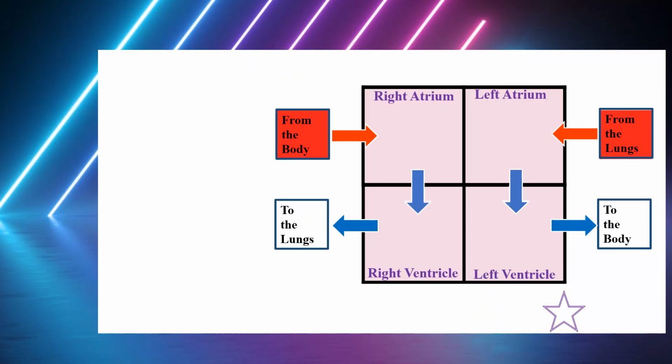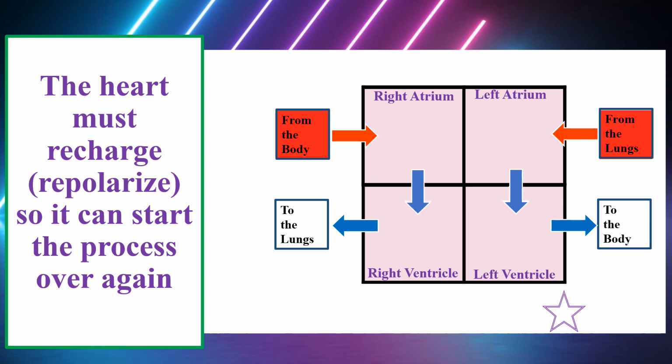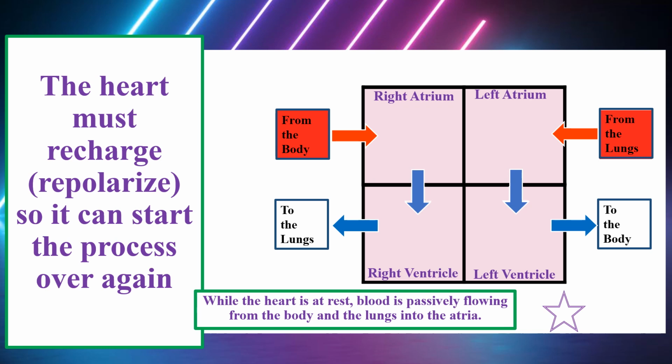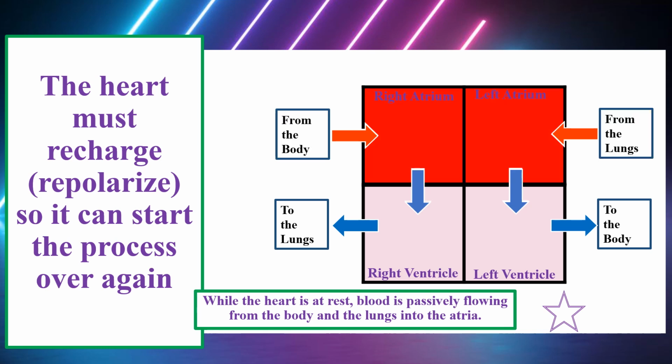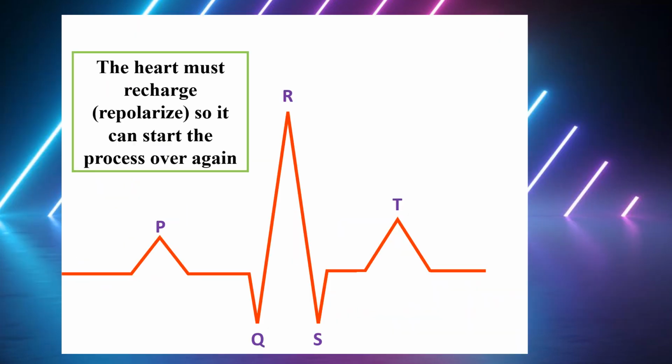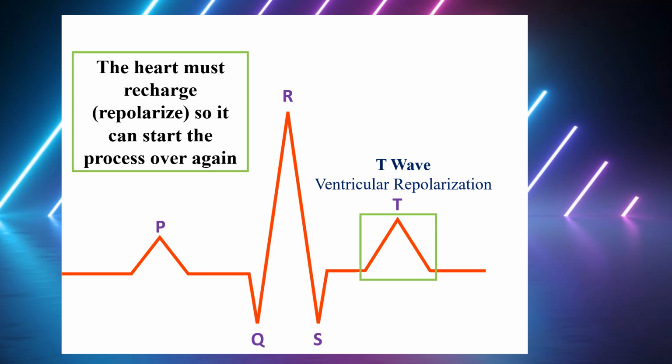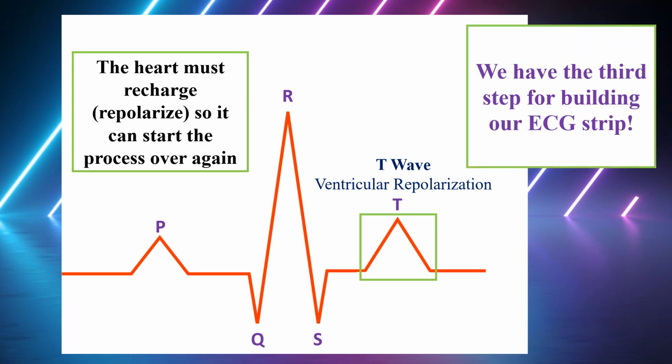The atria depolarized, that's the P wave. Then the ventricles depolarized, that's the QRS complex. But the heart must recharge or repolarize so it can start the whole process over again. So while the heart's at rest, blood is passively flowing from the body and the lungs into the atria. The heart must recharge or repolarize so it can start the whole process over again. So we see the T wave is ventricular repolarization. We have the third step for building our ECG strip.